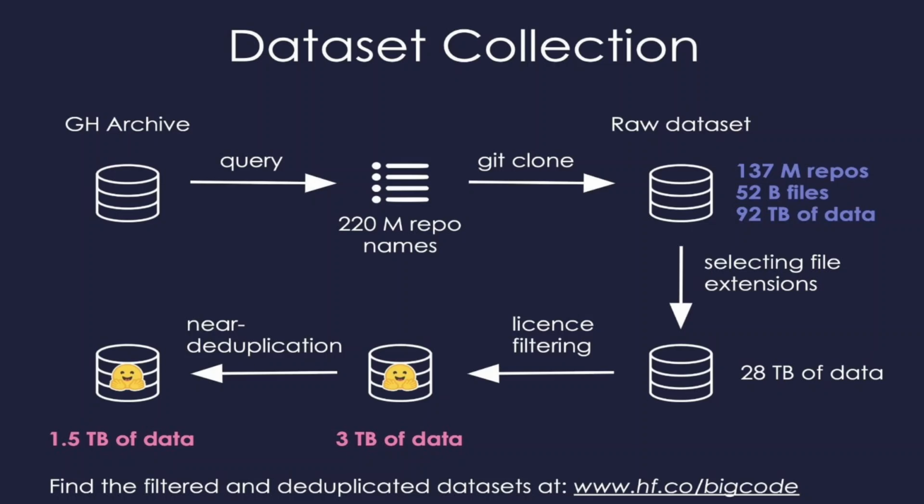After this, they did near deduplication. Initially, out of this 3 TB of data, they divided each file into tokens, and they removed the files which have fewer than 10 tokens. For the remaining files, they computed MinHash, and on that they applied locality sensitive hashing, which creates clusters of duplicates, and they removed the duplicates. They got around 1.5 TB of data.